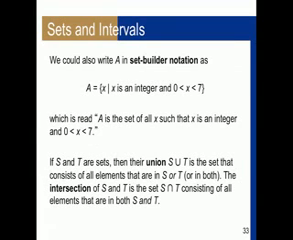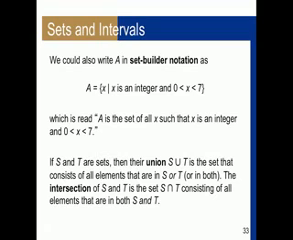We could also write A in set builder notation. Set builder notation is a little bit different. A equals, in braces, x with a line next to it, x is an integer and 0 < x < 7. This reads as: A is the set of all x such that x is an integer, 0 is less than x, and x is less than 7.